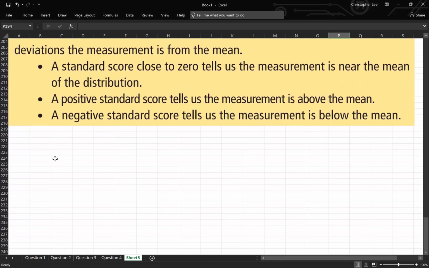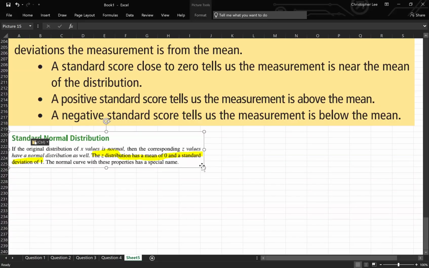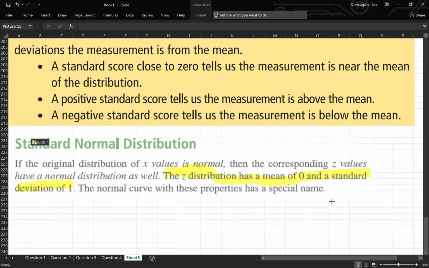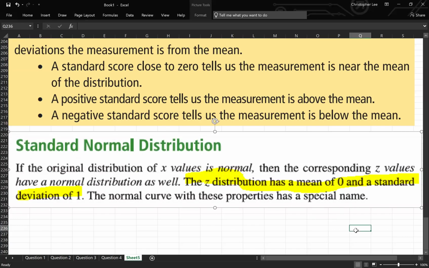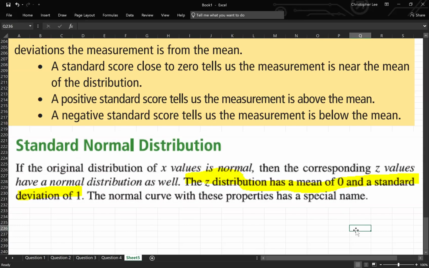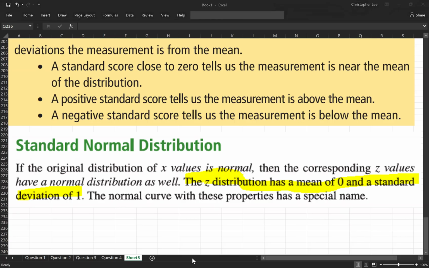All right, let's keep going. So I want to talk about the standard normal distribution. If the original distribution of X values is normal, then the corresponding Z values have a normal distribution as well. The Z distribution has a mean of 0 and a standard deviation of 1. The normal curve with these properties has a special name. So we're going to look at that.